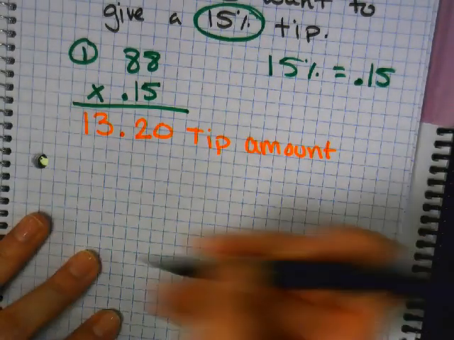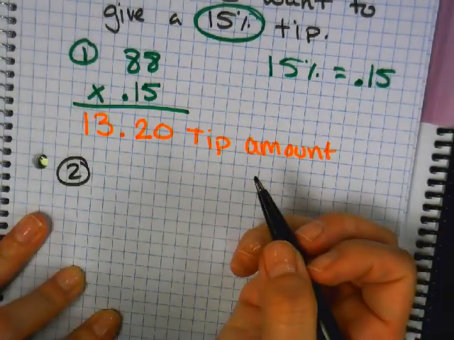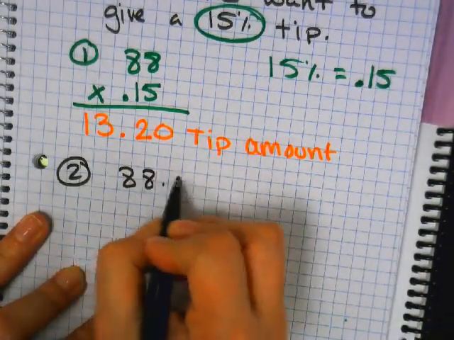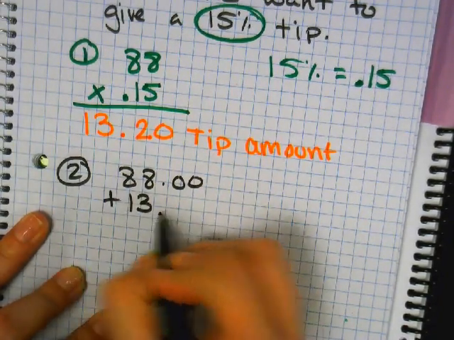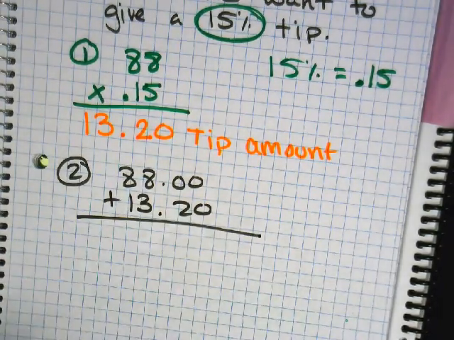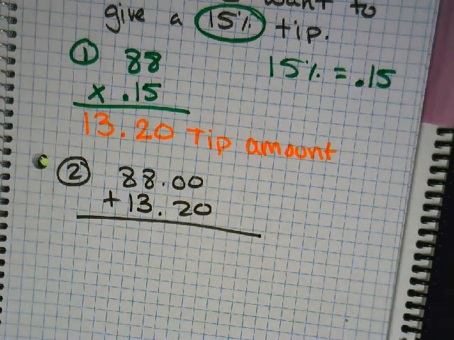All right, what's step number 2? You're going to add $88 plus $13.20. This is how much I get to spend in total. How much is my trip to Olive Garden going to cost me in total?